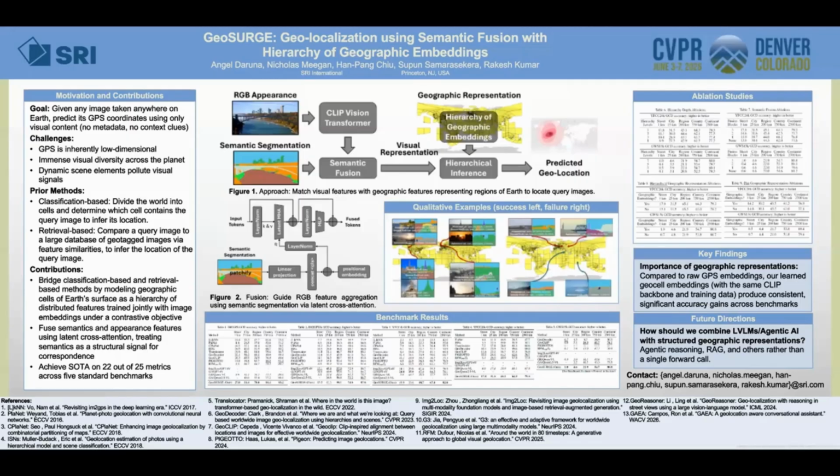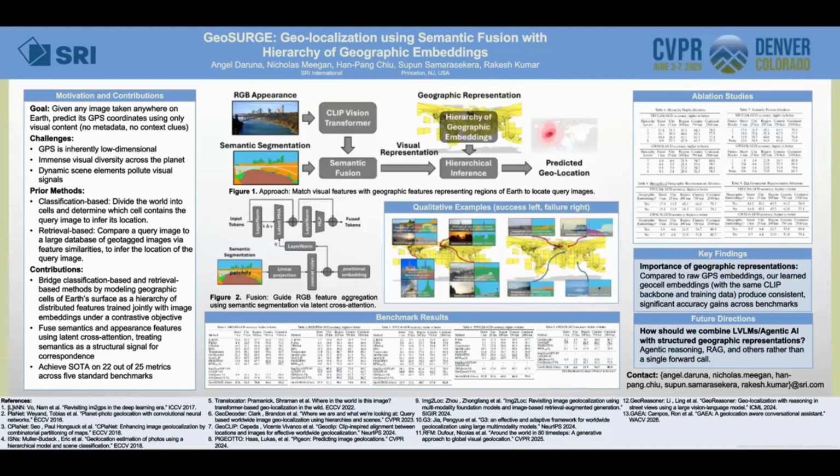On the geography side, GeoSURGE learns a hierarchy of geographic embeddings. We use S2 cells to partition the Earth at multiple spatial resolutions. Coarse cells capture broad geographic context, while finer cells provide more precise localization. Each geocell at each level learns its own embedding. During training, we know the GPS location for each image. That coordinate tells us which geocells contain the image at each level of the hierarchy.